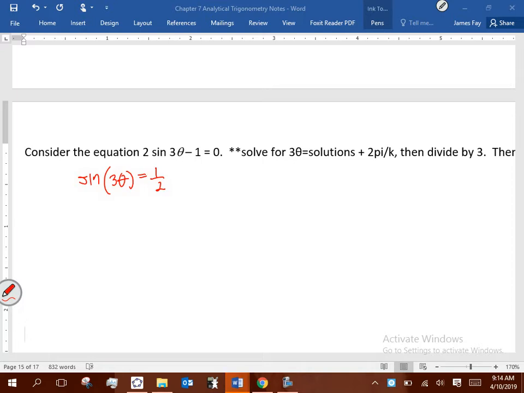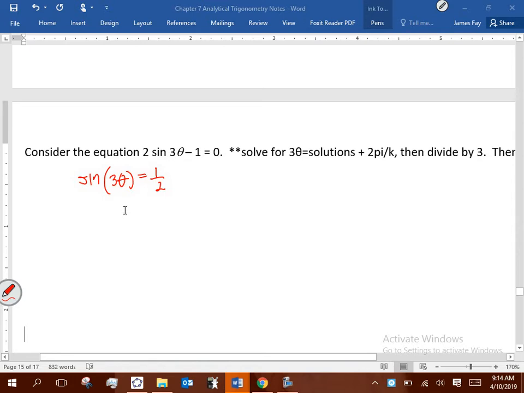Now the next step is that we don't always care that it's 3 theta. What we're always trying to do is solve for the argument. So the question we ask is, when is sine equal to 1/2? Sine of an angle is equal to 1/2 at what angle? 30 degrees or pi over 6, right? And however you want to do it, it's fine. Doesn't matter to me. Let's just do it with both.